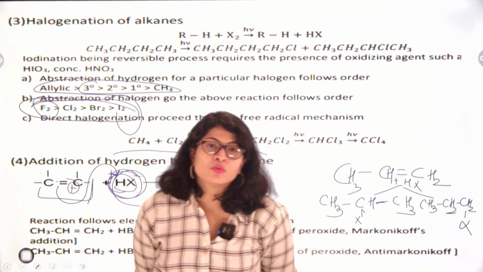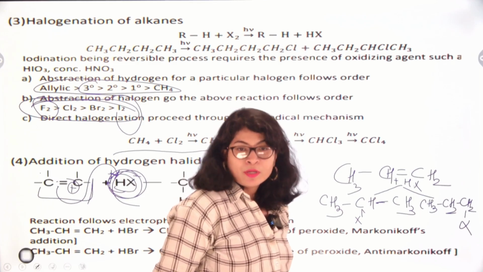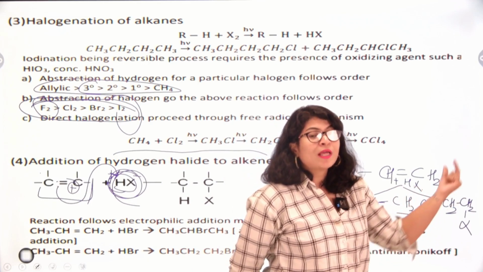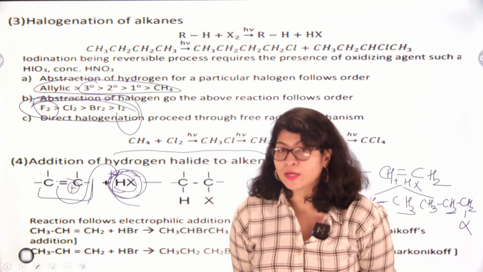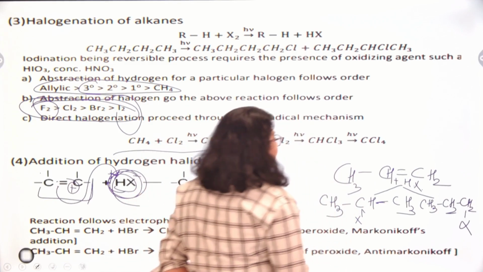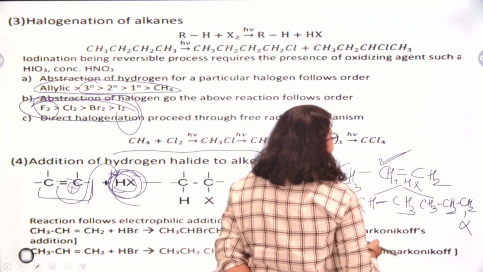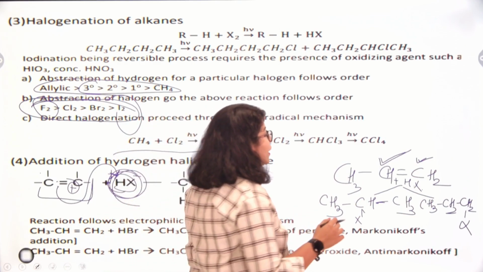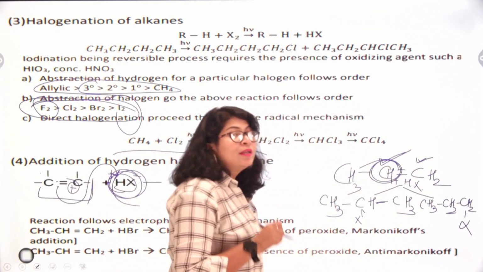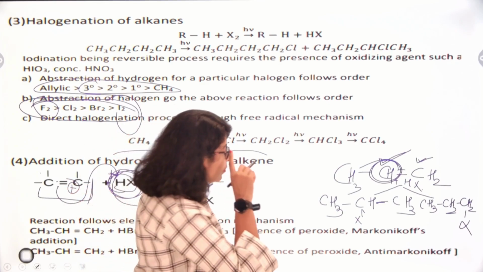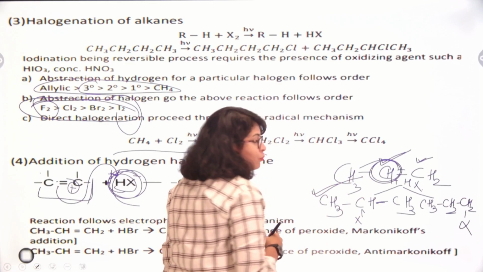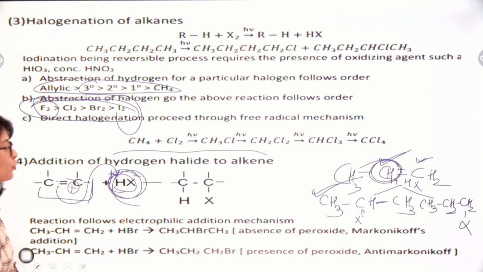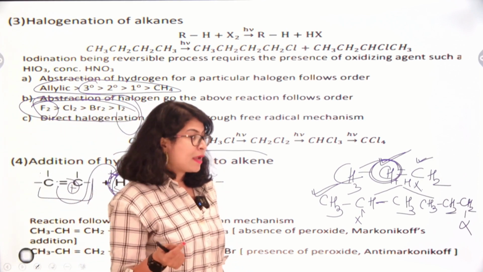In this case we follow Markovnikov's rule. According to Markovnikov's rule, whenever we have an unsymmetrical alkene, the negative part always goes to the carbon atom having a lesser number of hydrogen atoms. This carbon has a single hydrogen atom only, and the other carbon is associated with 2 hydrogen atoms. So as per Markovnikov's rule, this carbon is the site of attack of the negative ion X minus, and hence this is my major product. The reaction follows the electrophilic addition mechanism, because in the first step H plus was getting added.